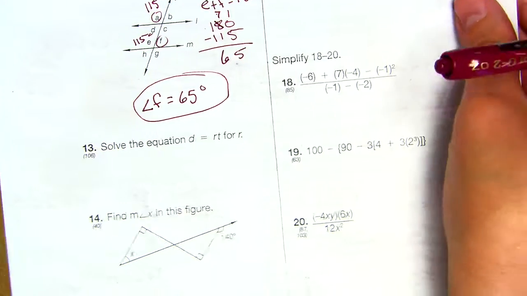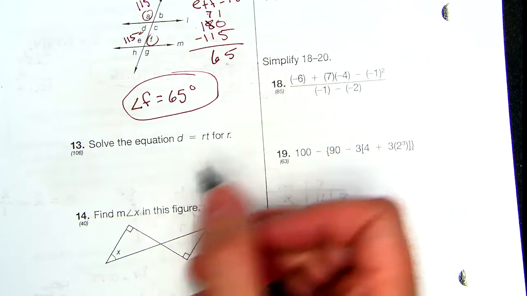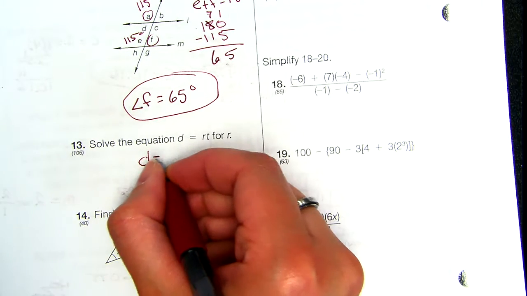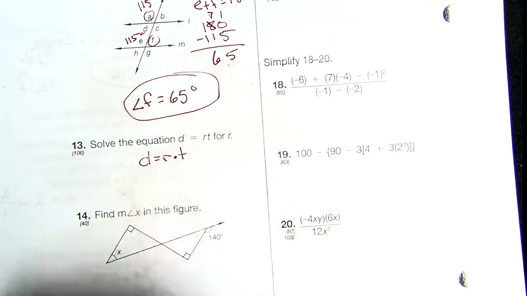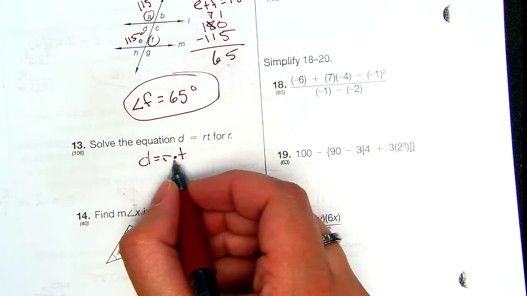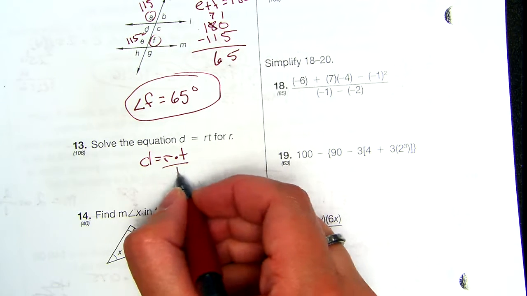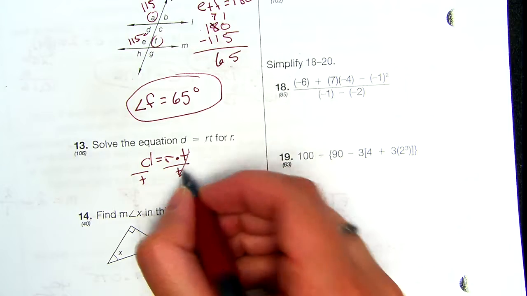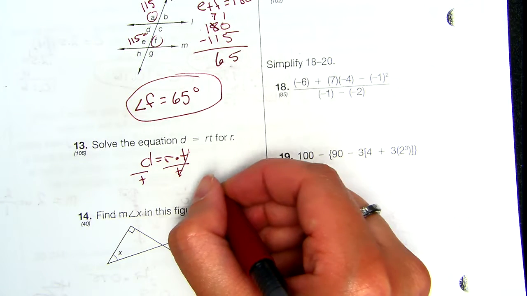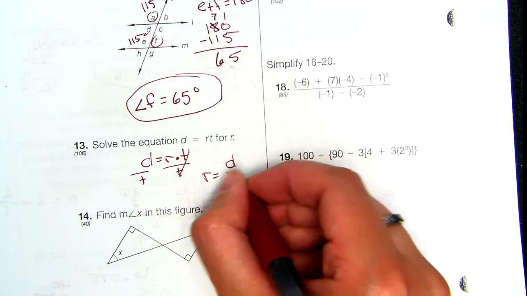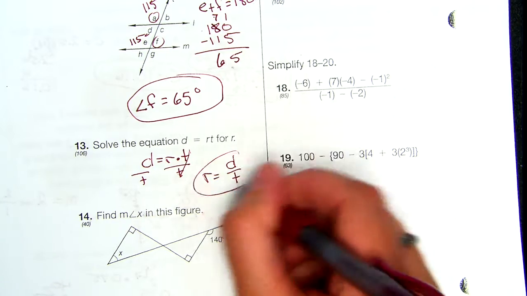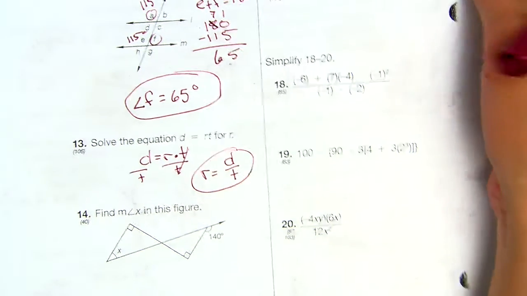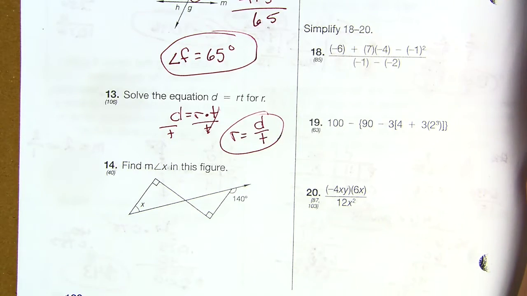Okay, solve the equation D equals RT for R, so we just need to isolate R. So if we have D equals R times T, get rid of T. If you're multiplying here, then you divide. I got rid of it. So my answer is R equals D over T.